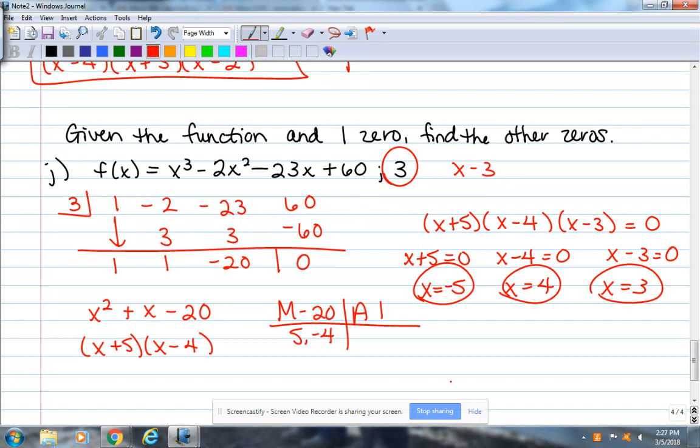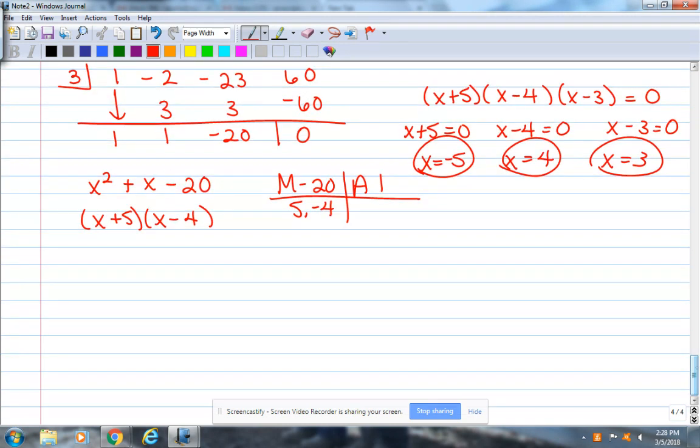So after you have everything factored, set all your factors equal to 0. That's it. So if it's asking for the zeros, after everything's factored, put them all equal to 0. Let's do one more that's a little bit different. This time it does it like this. That was J. This is K.